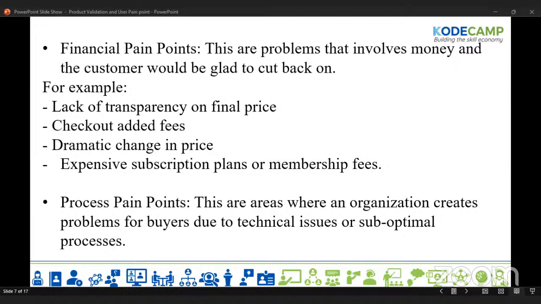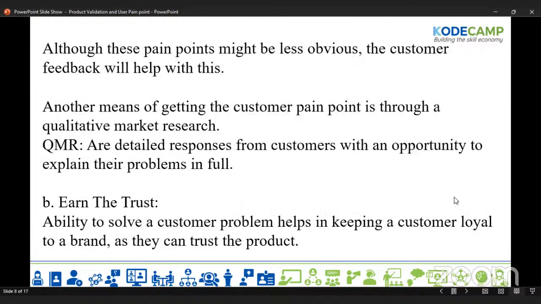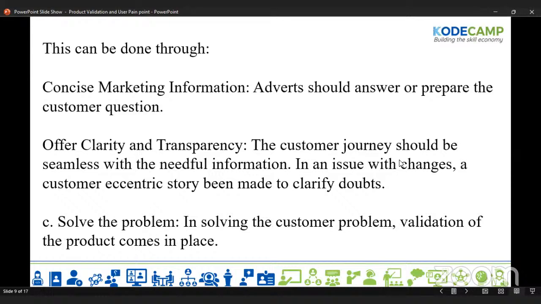So these are areas where your business is creating friction or a pain point for the buyers through technical issues or suboptimal processes. This process could be easy to identify if you work with the team, and sometimes not because somebody is a bad egg in the organization, it could be because somebody is having an issue with a feature, or a feature needs to be created.